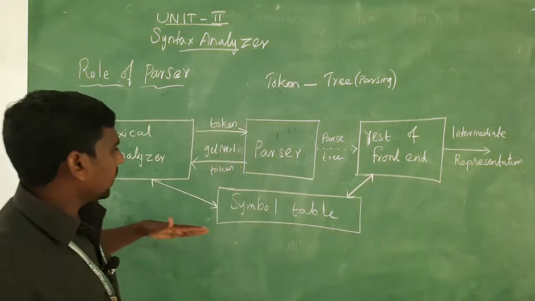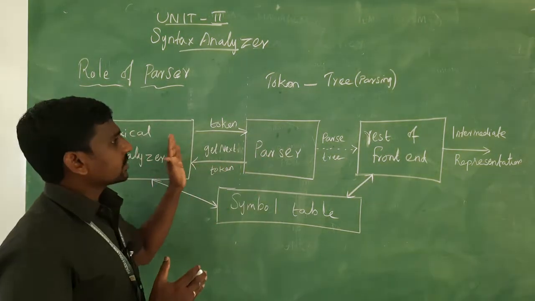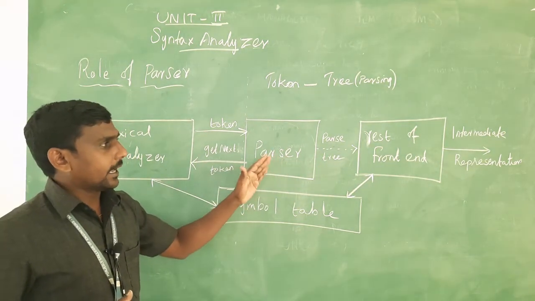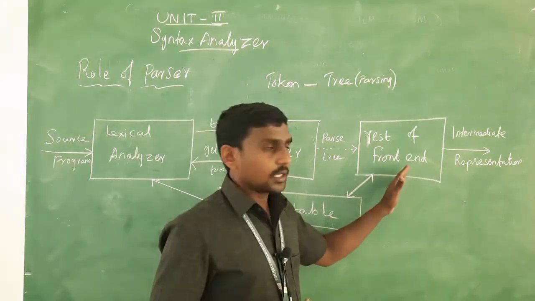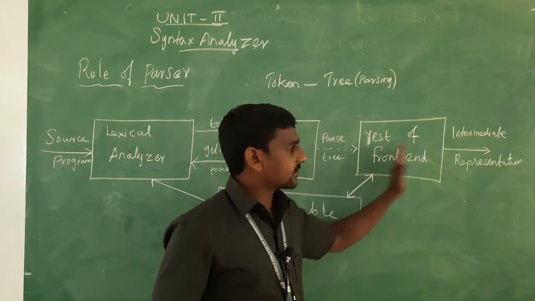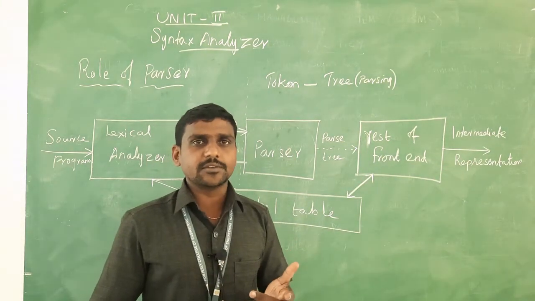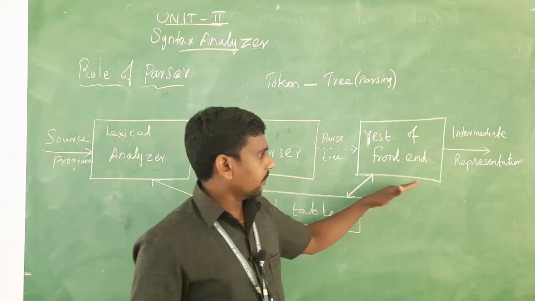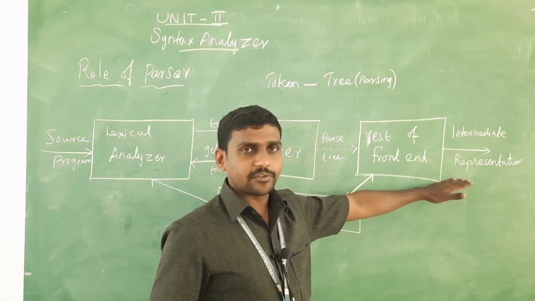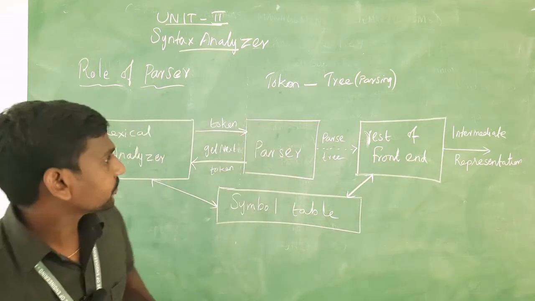So this is the role of parser. The main role is to convert tokens into a parse tree. The rest of the phases are the front end and our next phases: intermediate code generation, code optimization and code generation, which are the rest of the compiler phases. Next is types of parser.